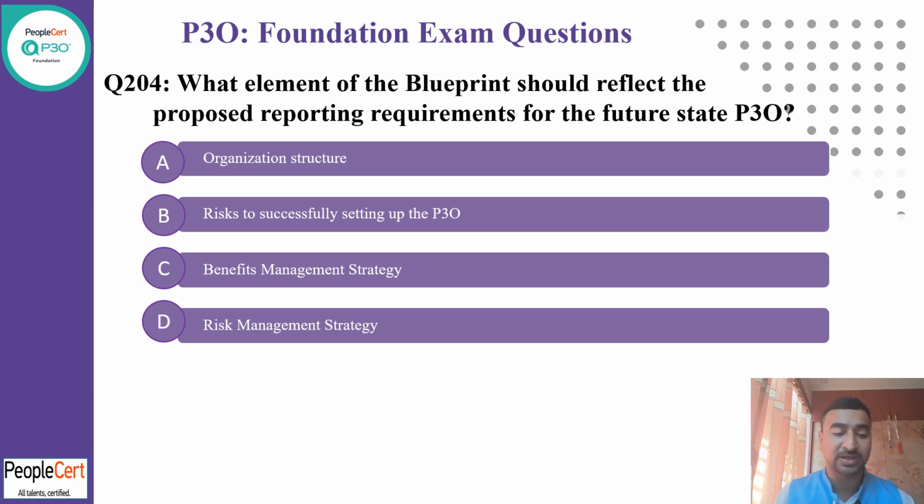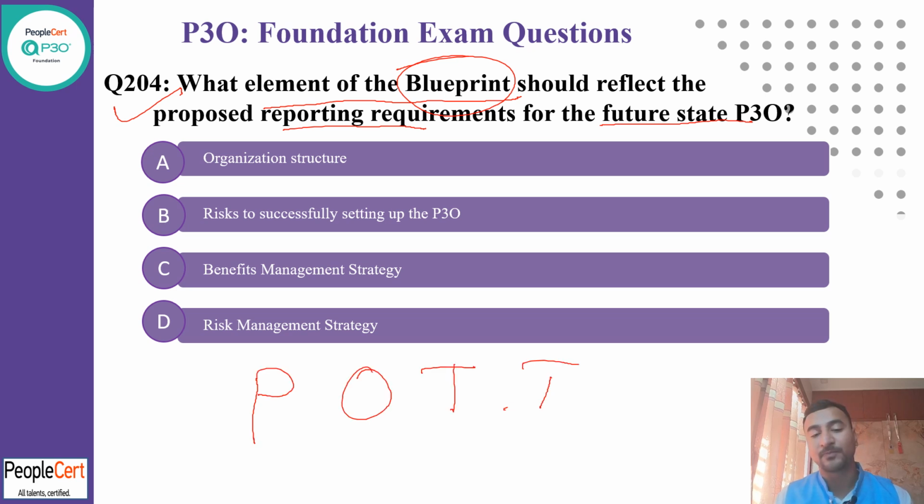Let's move to question number 204. What element of the blueprint should reflect the proposed reporting requirement for the future state of the P3O? Now, for the blueprint, I had already given you the formula POTI, which is how you recall: processes, organization, technology, and information. So here, organization is the structure of the blueprint. So A would be the most correct answer.